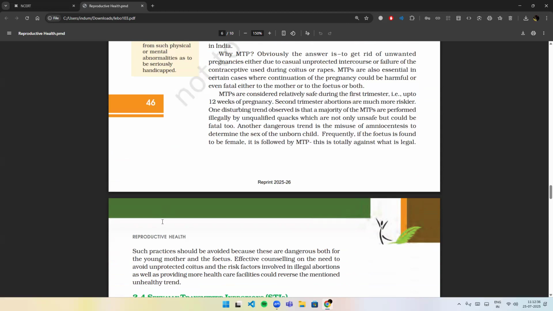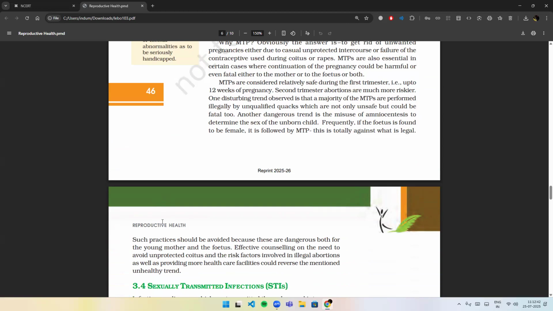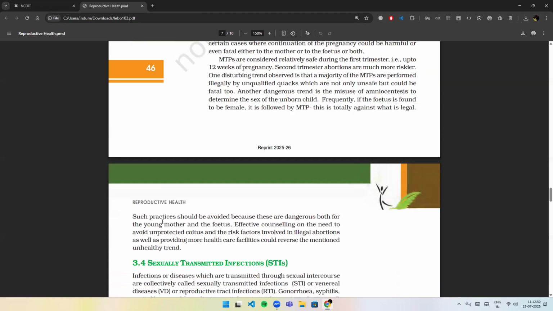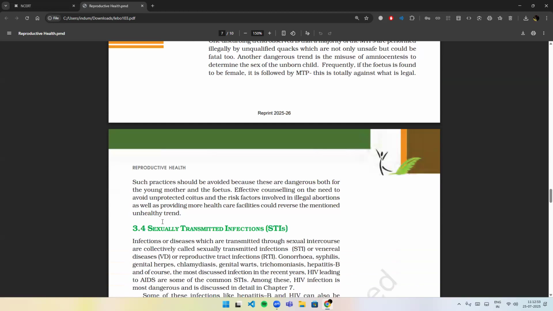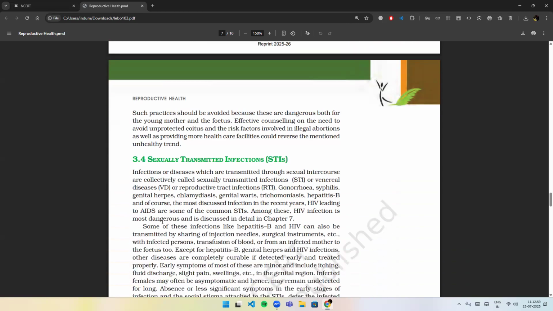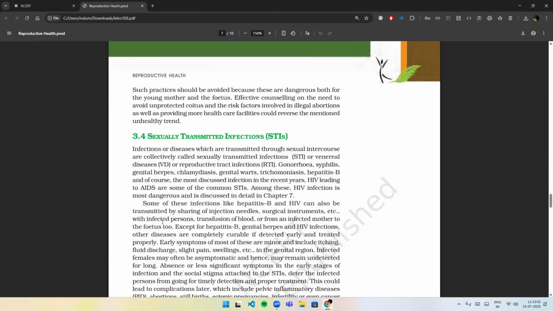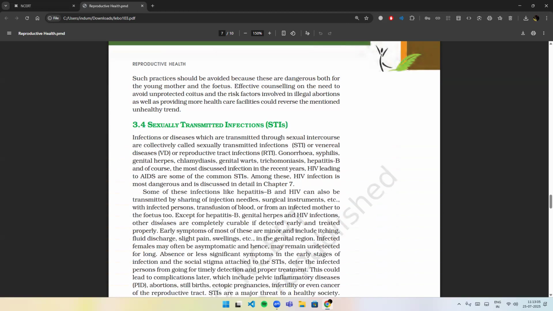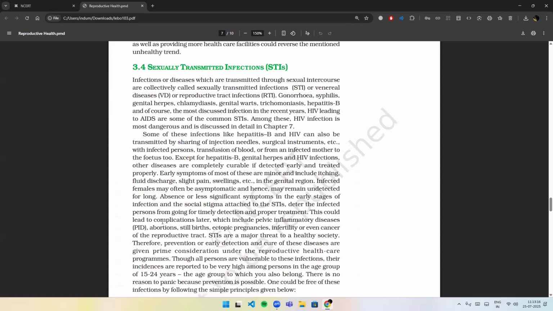One disturbing trend observed is that a majority of the MTPs are performed illegally by unqualified quacks, which are not only unsafe but could be fatal too. Another dangerous trend is the misuse of amniocentesis to determine the sex of the unborn child. Frequently, if the fetus is found to be female, it is followed by MTP. This is totally against what is legal. Such practices should be avoided. These are dangerous both for the young mother and the fetus. Effective counseling on the need to avoid unprotected coitus and the risk factors involved in illegal abortions, as well as providing more healthcare facilities, could reverse the mentioned unhealthy trend.